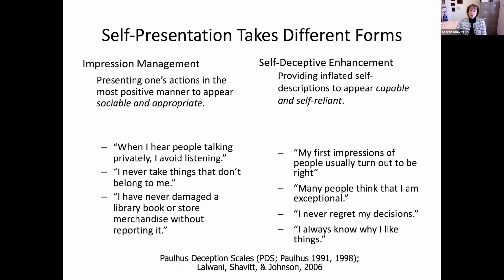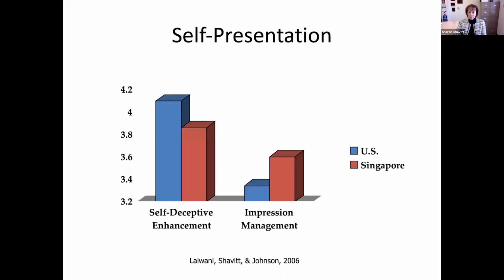And we all are interested in presenting ourselves positively on both dimensions. But as it turns out, cultural differences affect which of these dimensions might be more important. And that's true both at the national culture level and also at the level of ethnicity or subculture within the US. So let me show you some of our data on this. This was a study of self-presentation looking at Americans and Singaporeans. And what we see here is that while for everybody, self-deceptive enhancement is important, it's actually more important for Americans than Singaporeans, whereas impression management was more important for Singaporeans than for Americans. They scored higher on impression management than Americans did.